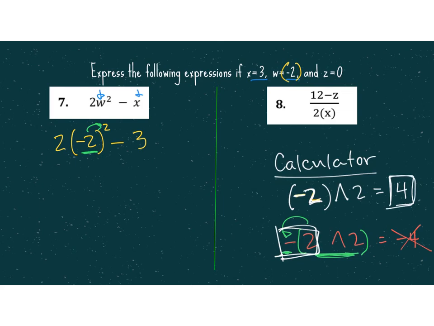Okay, so let's go back over here. I now know that -2 squared is going to be +4. So I have 2 times 4 minus 3. Then the next thing I would do is multiply the 2 times the 4, which gives me 8. And then I can go ahead and take 8 minus 3, and 8 minus 3 gives me 5.